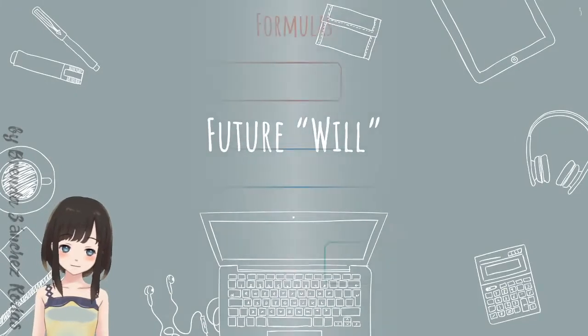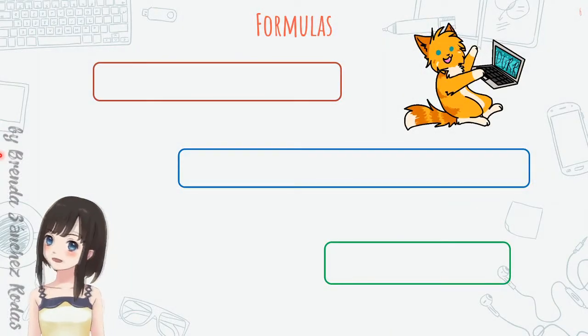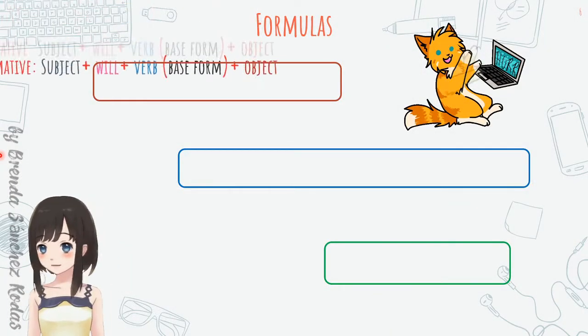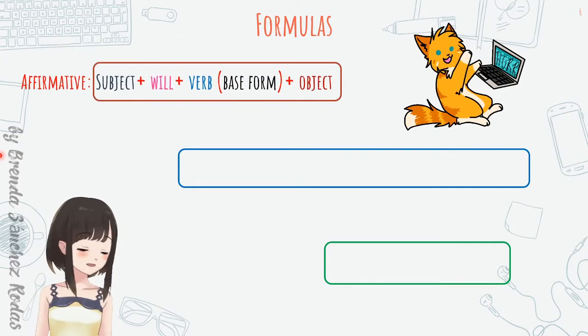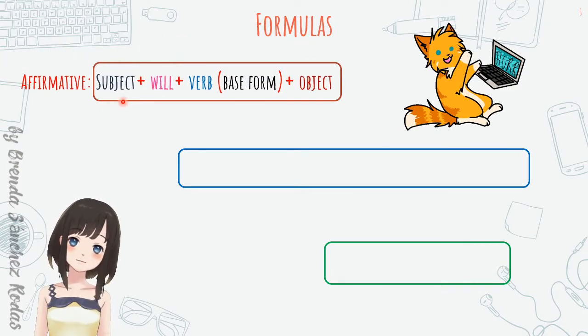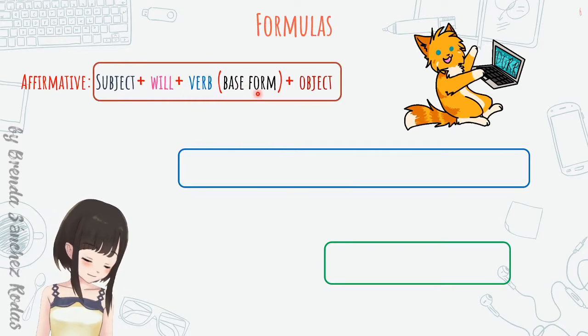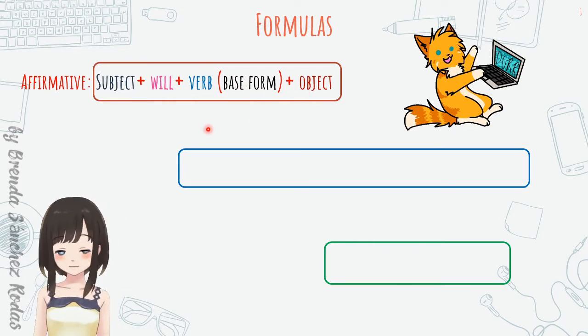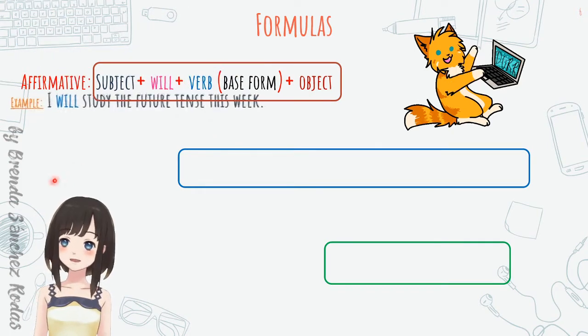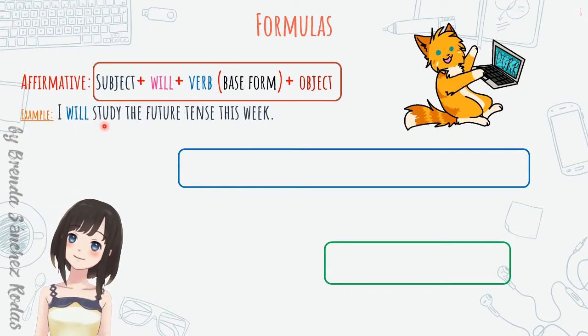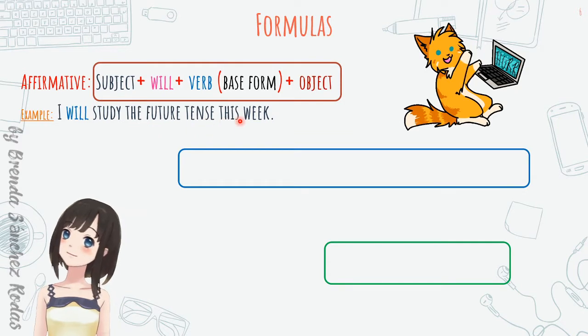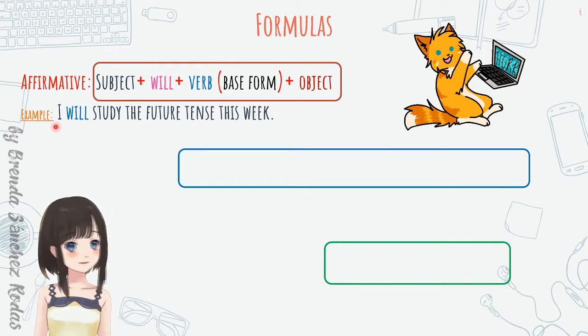Okay, so let's continue. Future with will. We have formulas, of course. First, in affirmative, it's really easy. We use the subject plus will plus the verb in base form. Don't forget about it. And plus the object. So really easy. And I have an example: I will study the future tense this week. So really easy: subject, will, verb, and the object.